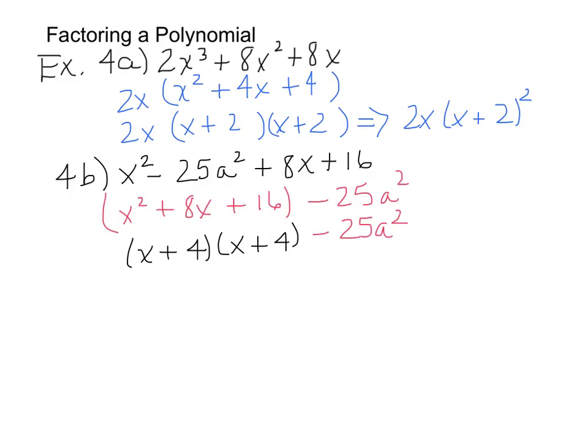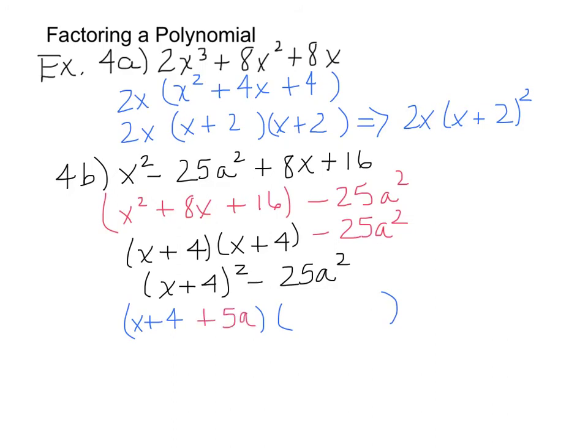And then I'm going to rewrite it so it looks like this. Okay, now I have 2 perfect squares. So I have x plus 4 plus 5a and x plus 4 minus 5a. And that's how you factor it.